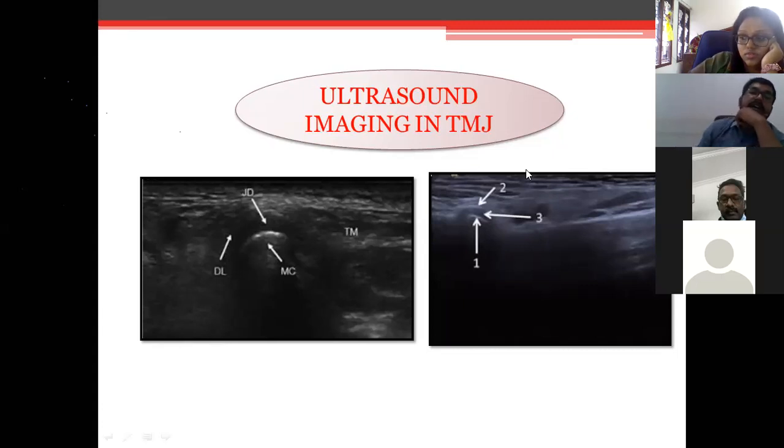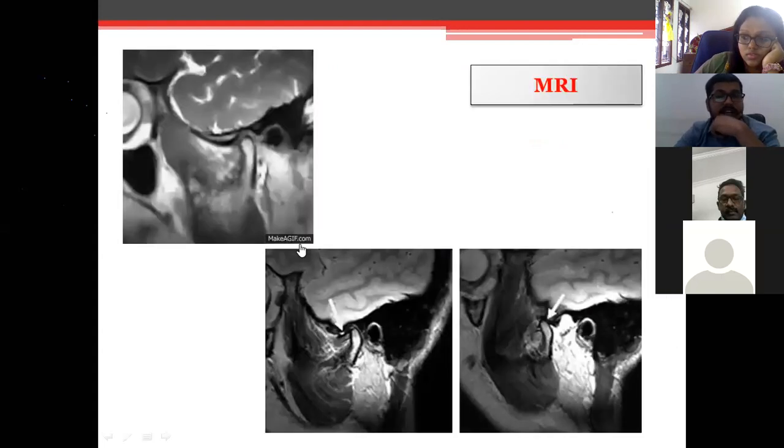So if they have a high definition ultrasound TMJ probe, we can easily evaluate the disc in a real-time image. And MRI is the gold standard imaging modality. If you want to see the retrodiscal area and the disc displacement, all these things, MRI is the gold standard image. You have to refer for an MRI. The problem is that it is time consuming and expensive, but it is the gold standard imaging for temporomandibular joint disorder.